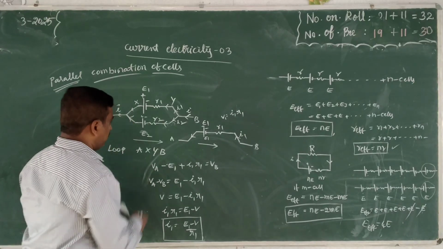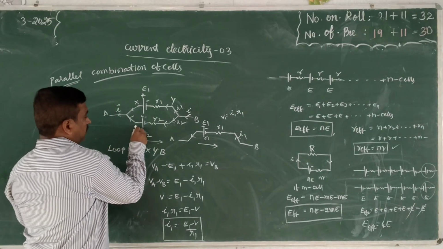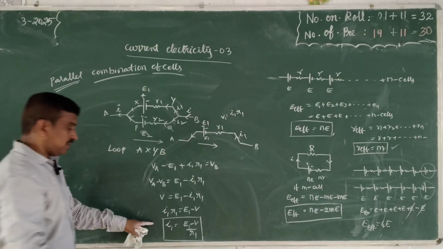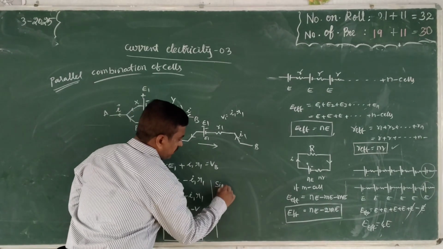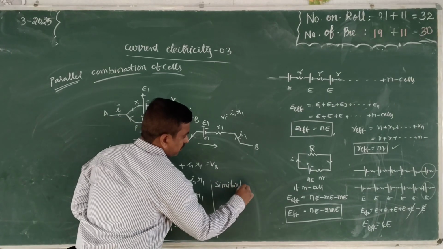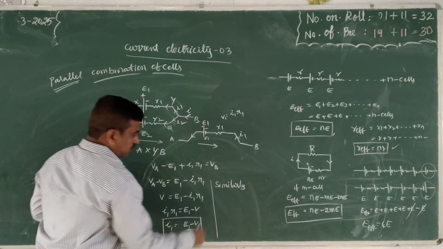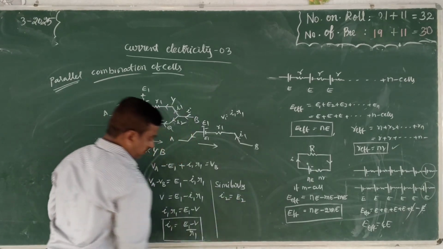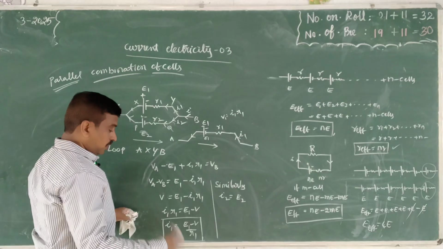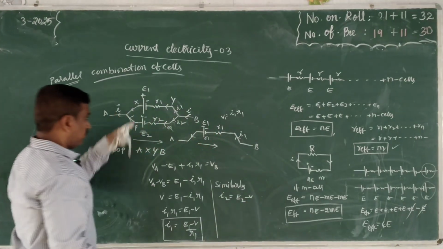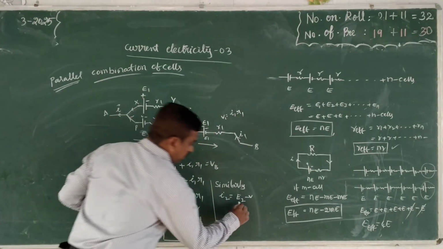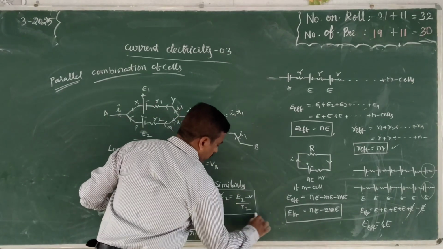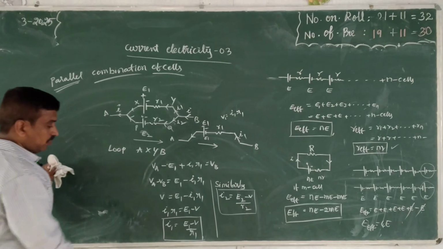Next, I2. Similarly, we can take this loop, A, P, Q, B. The same we can take here, just change the number. Similarly, I2 equals what now? I2 equals E2 minus V. Instead of E1 we write E2, and the potential V is the same in a parallel connection. And instead of R1 we take R2. It is the I2 value. So I2 equals E2 minus V by R2, and I1 equals E1 minus V by R1.